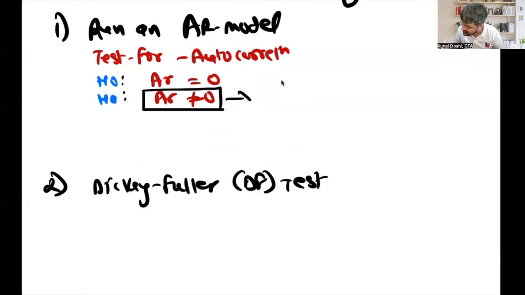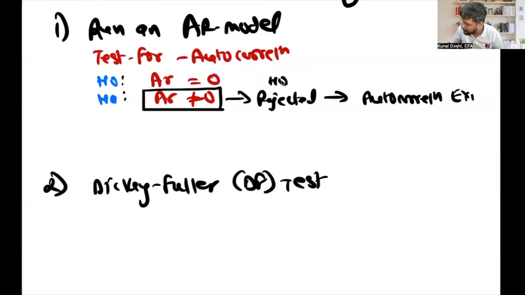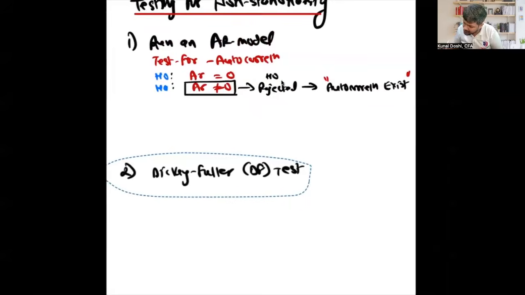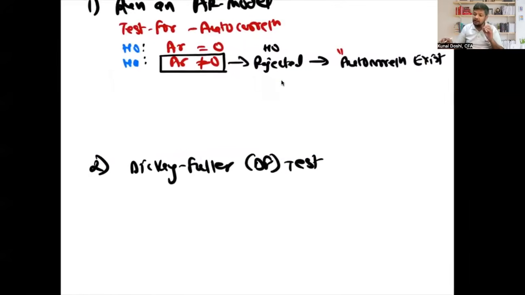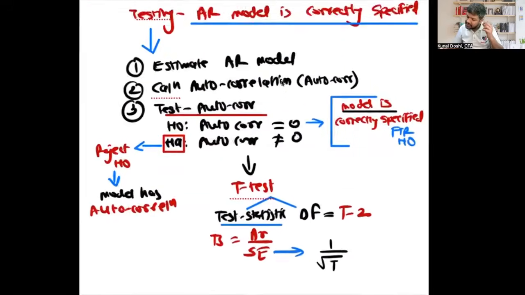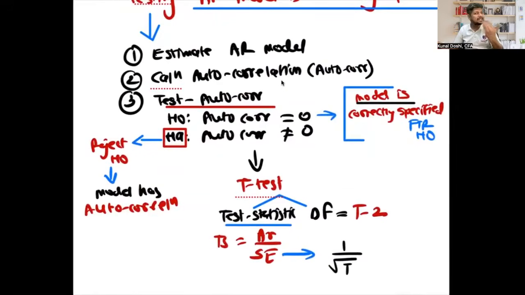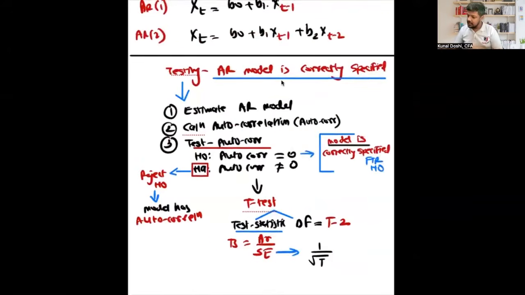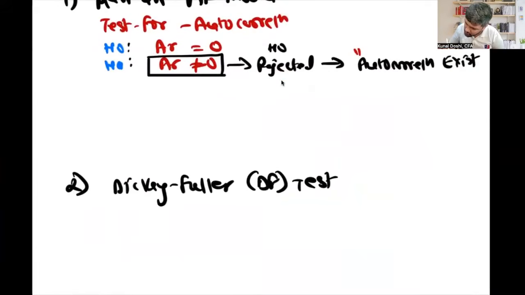If the null is rejected, then we concluded that autocorrelation exists. This is the problem, and then we cannot use the model. Correct? This is what we did. Now, to test whether there is autocorrelation or not, let us see the test that we did. We did a t-test where the degree of freedom was T minus 2. And the test was autocorrelation.